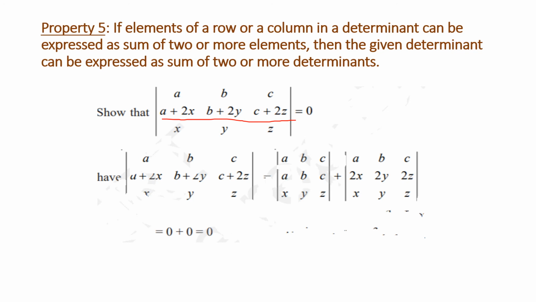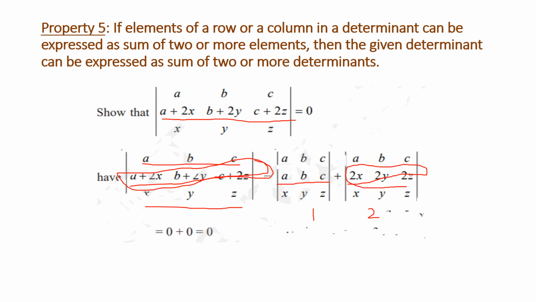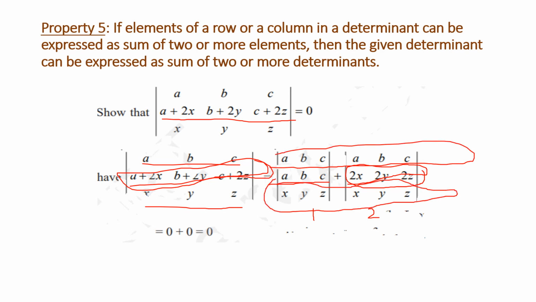How? We just have to keep row 1 and row 3 intact. We will not change these, but we will split this row 2. So the first entries we will write in the first determinant, and the second entries we are going to write in the second determinant, but row 1 and row 3 will remain as they are.